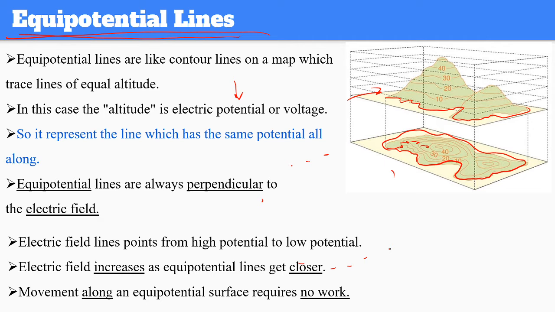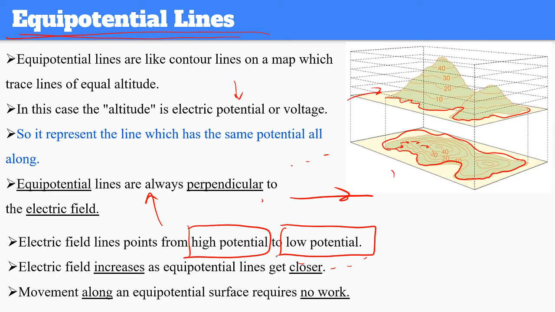Alright, so they are perpendicular to the electric field lines, and electric field lines point from high potential to low potential. Remember, electric field lines have direction. So if equipotential lines are given, you're going to go from high potential to low potential to represent your electric field lines.